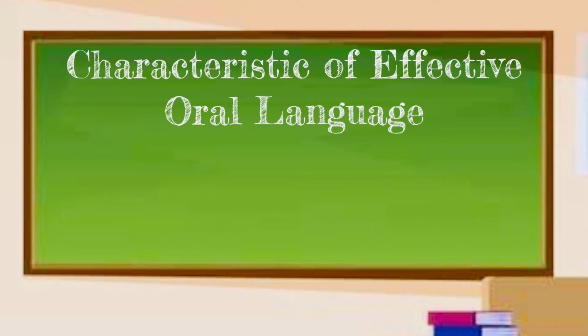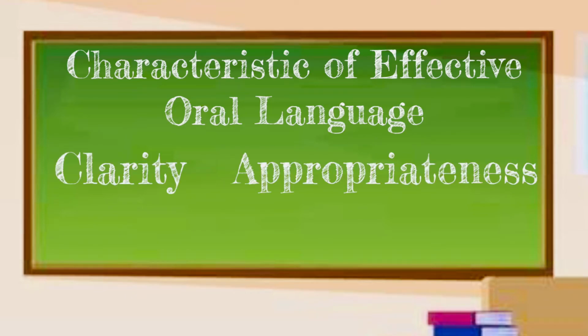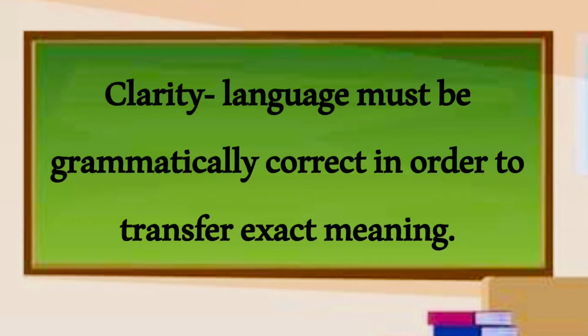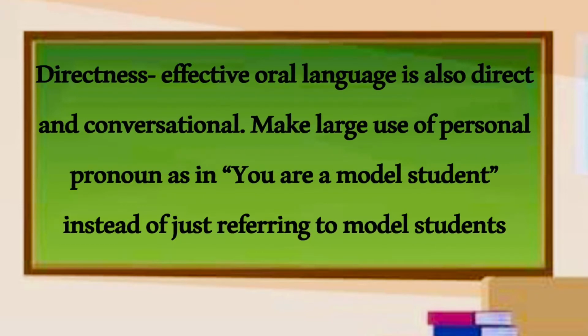We have characteristics of effective oral language: clarity, appropriateness, directness, and vividness. Language must be grammatically correct in order to transfer exact meaning. Effective oral language is also direct and conversational. Make large use of personal pronouns, as in, "You are a model student," instead of just referring to model students.